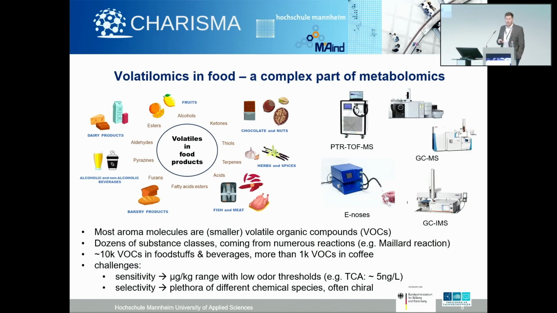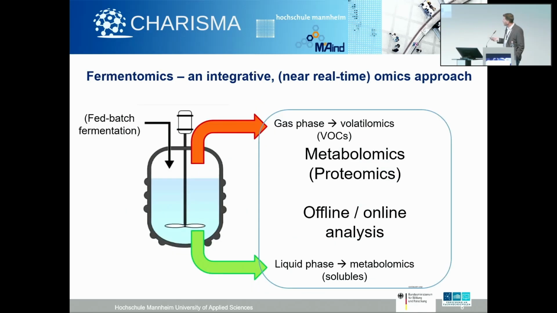This is amazingly low. So this is really difficult to detect by conventional mass spectrometry systems without doing any pre-enrichment. The other thing is that you have a plethora of different chemical species, often chiral, lots of isomers, so you need a relatively high selectivity to differentiate those different compounds.